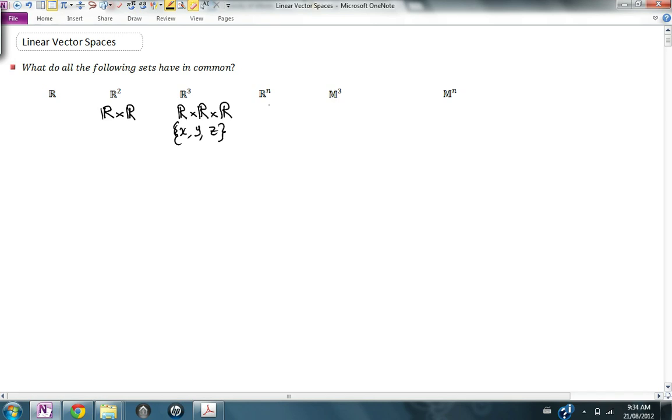R^(M3), which is the set of matrices that are 3 by 3, 1, 2, 3, 4, 5, 6, 7, 8, 9, or in general, the set of square matrices that are n by n. So what do all these have in common?